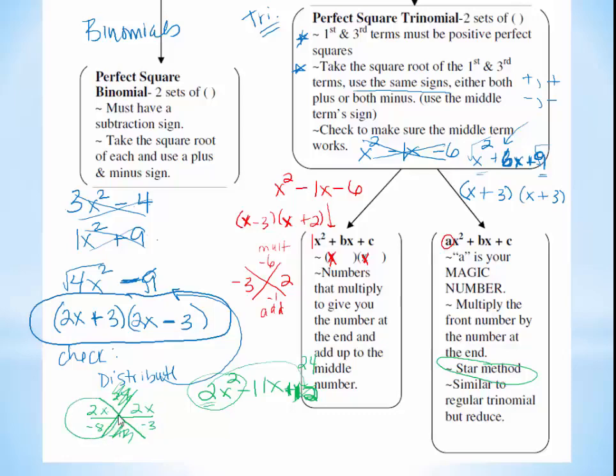Now, can I reduce that? What can I divide them both by? Yep, I can divide them both by 2. So then that will give me x minus 4. And then can I divide both of these by something? Nope. So that's going to leave it 2x minus 3.